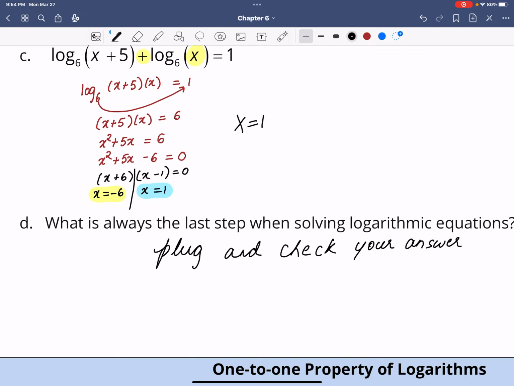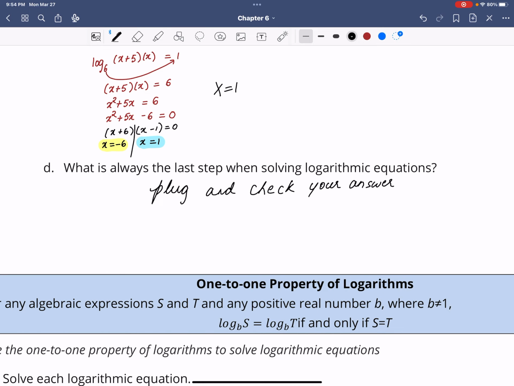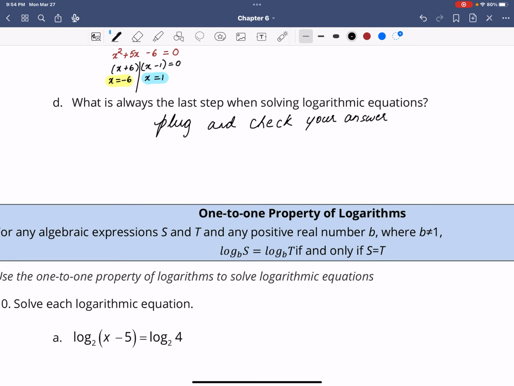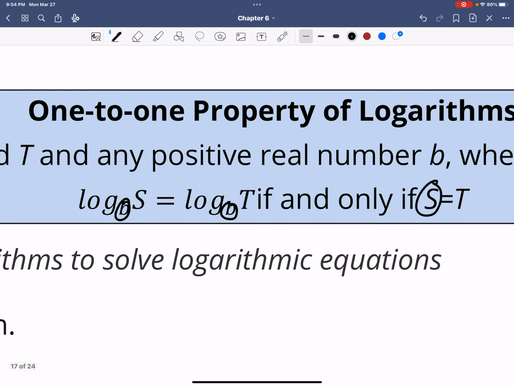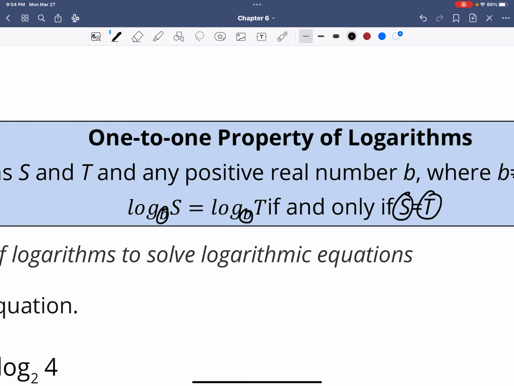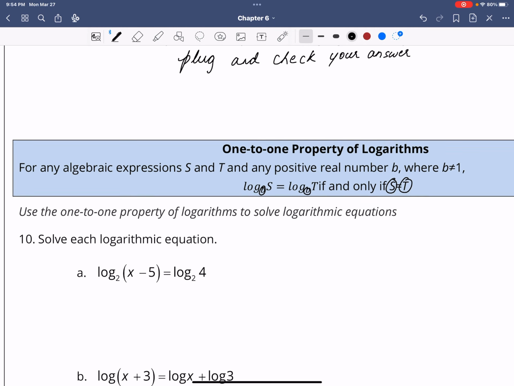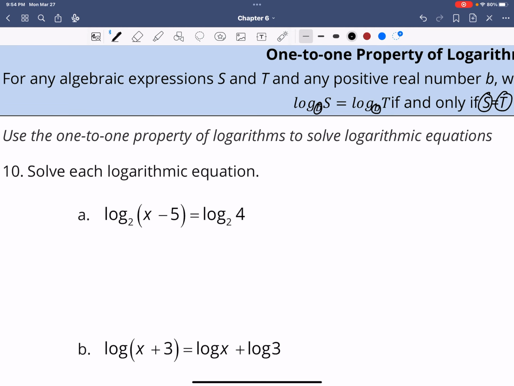All right, now let's go ahead and see what the one-to-one property is. So it clearly says if I have log s to the base b equals log t to the base b, if the bases are the same, then simply s is equal to t. Now let's go ahead and take a look. I have log base 2, log base 2. So just like exponential functions, when the bases are the same, the powers are equal. When the logs have the same base, then the numbers are equal.